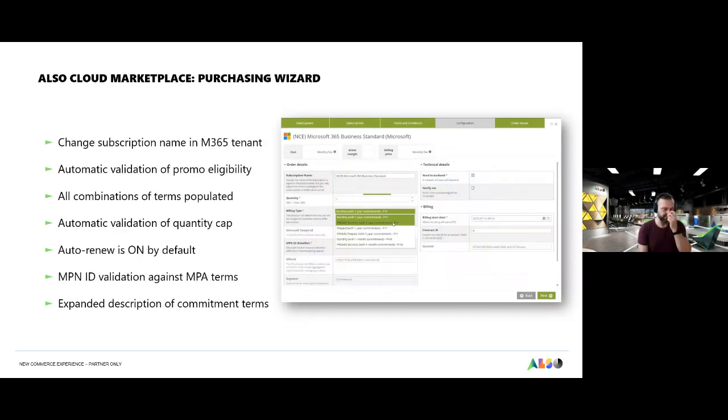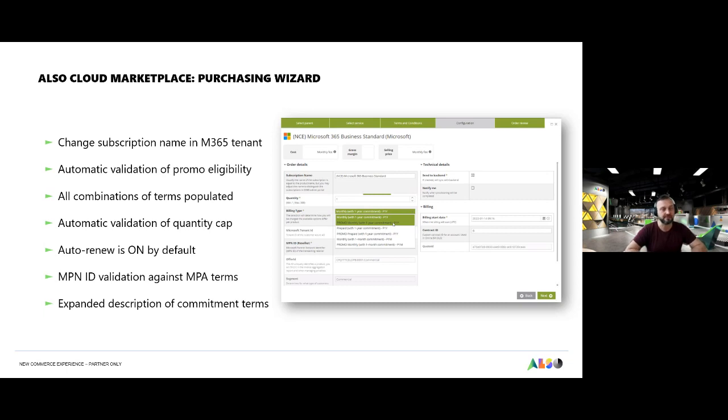When purchasing, as I already said, we are checking in the background automatically whether there is a promotion for this SKU and whether this customer is eligible for it. If the customer is eligible, you will see this immediately, and we will select it for you by default. The default option in general is a 1-year commitment with monthly billing. You can change that by selecting another one from the drop box in billing type. Billing type contains the promotion, the billing frequency, and the commitment term.